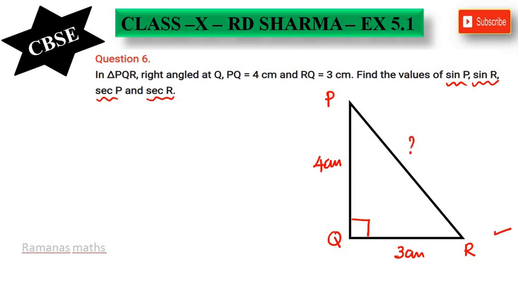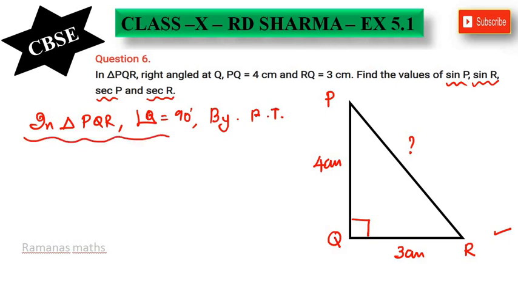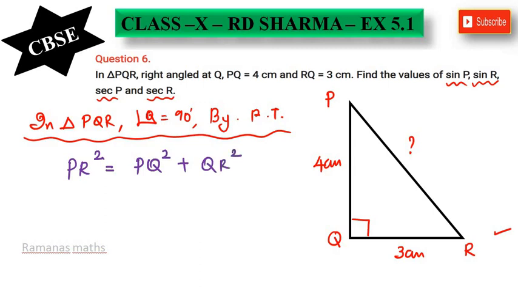So by using Pythagoras theorem in triangle PQR, right angle at Q, okay, by Pythagoras theorem, hypotenuse square, that is PR square is equal to PQ square plus QR square. So the values have been given here. PR square is equal to PQ, PQ means 4 centimeter, 4 square, and QR is 3 square.